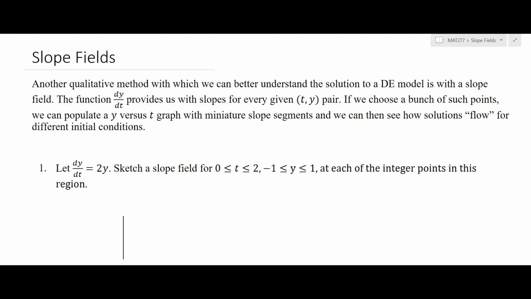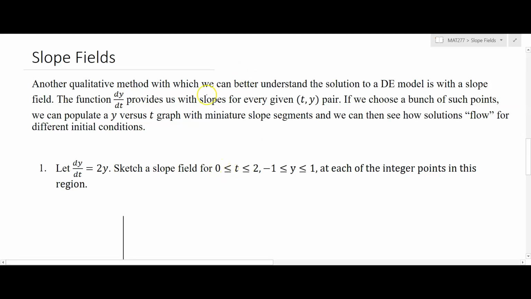Geometrically, a slope can be visualized by a line segment that has a steep or not so steep incline, or a steep or not so steep decline, or anywhere in between, of course. Every time we generate a slope for a given input, we can, at that ordered pair on the ty graph, sketch a small vector that represents the slope at that point.